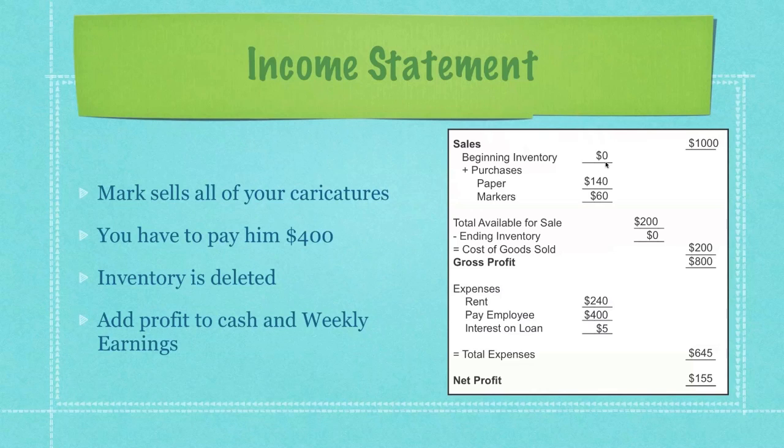The beginning inventory was nothing, but as we saw previously, we bought $200 worth of raw materials. We want to put that amount here. Since Mark sold all of the caricatures, ending inventory is going to be 0. So we want to subtract from 1,000 our total cost of goods sold, which is going to be equal to 200. That's where that comes from, to get your gross profit of $800.